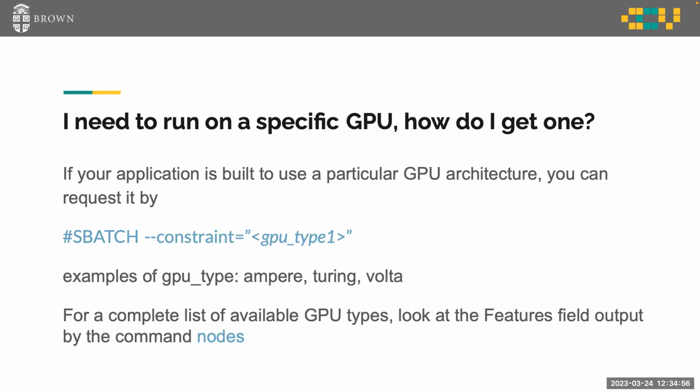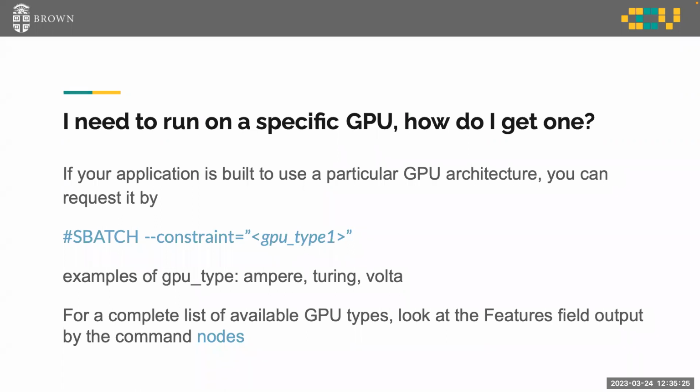You can actually do this with CPUs. You can add a constraint flag to your sbatch file that says sbatch --constraint equals, and then the type of GPU that you want. So I need to run on an Ampere, or I need to run on a Volta architecture, or whatever. You put that in your resource allocation request at the top of your batch script, and that will guarantee that your job will only run on a GPU node that has the particular architecture that you want.